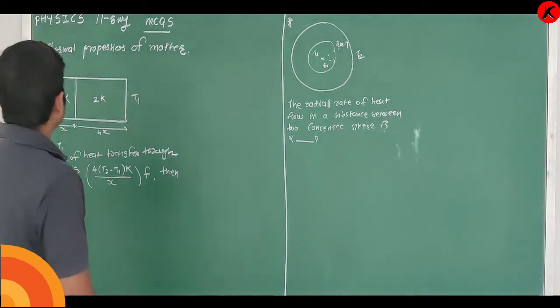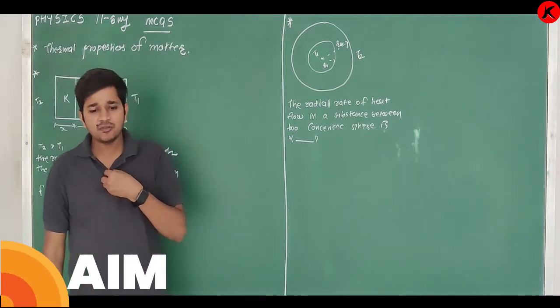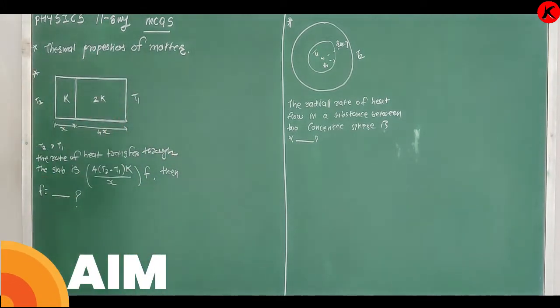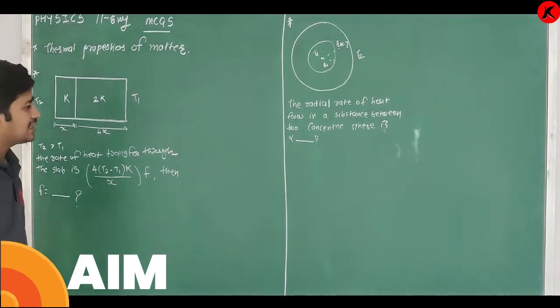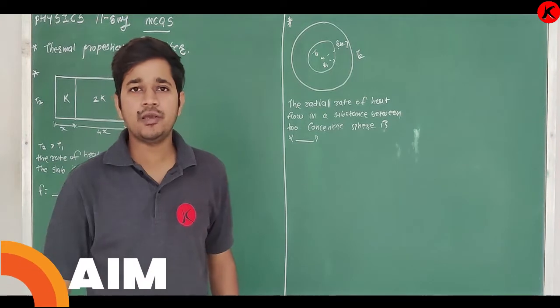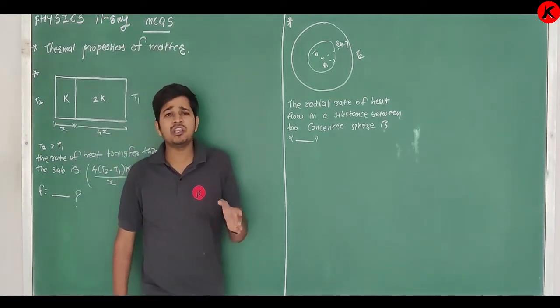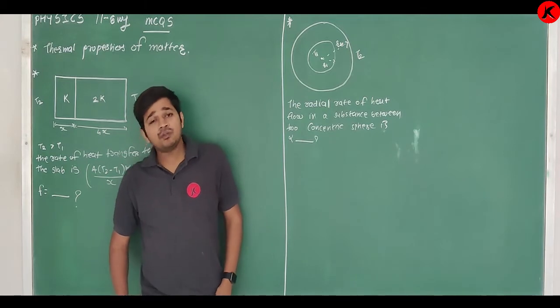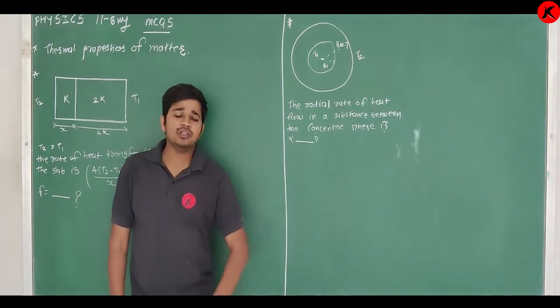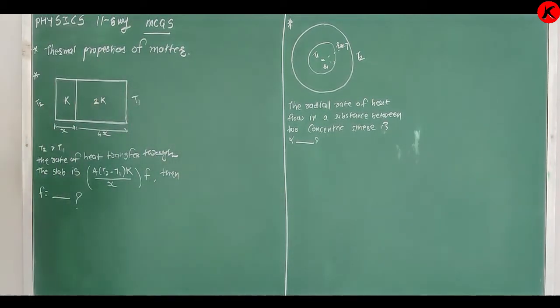We will see some MCQs in this chapter. First of all, we will start MCQs from chapter number 11, that is thermal properties of matter that we have discussed last chapter. To solve any MCQs, you have to remember equations. If you have a list of equations, then you can easily solve MCQs.